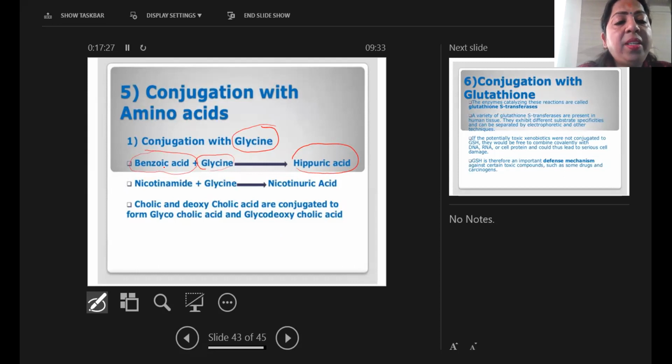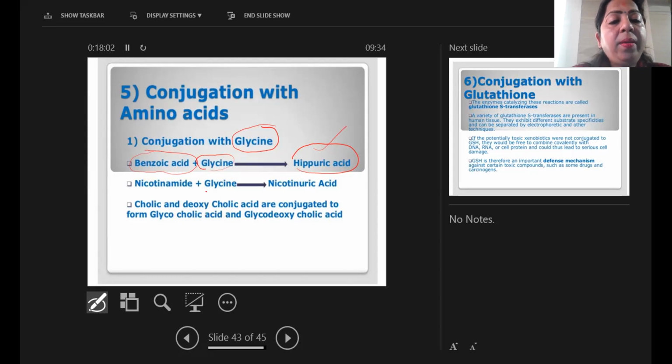This first reaction very frequently happens among horses. Horse urine contains abundant quantities of hippuric acid. Whatever the horse eats is rich in benzoic acid, and benzoic acid is excreted out of the body via glycine conjugation, and it turns to hippuric acid, which is highly excretable and can easily be removed through the urine of the horse.